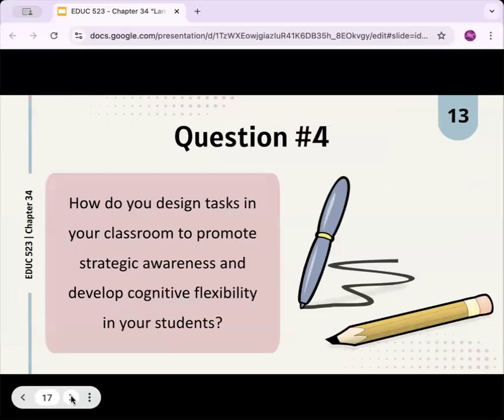Here we pose the last question. How do you design tasks in the classroom to promote strategic awareness and develop cognitive flexibility in your students?